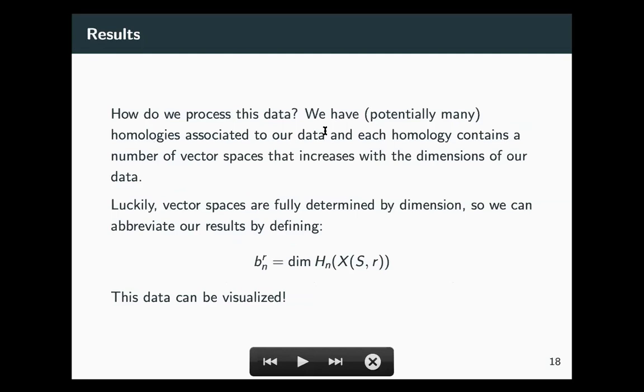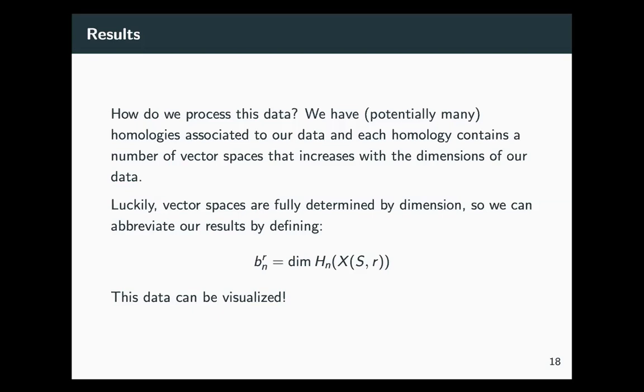But how do we process this data? Because what have I given you so far? I've given you, for each dimension of your data, so if we have a 52-dimensional data set, for 52 dimensions of data, a bunch of vector spaces. I've given you a vector space for each dimension level. And not only that, I've given you that whole set of data at every time interval. So this is a ton of vector spaces, and to be honest, it's hard to picture and hard to use.